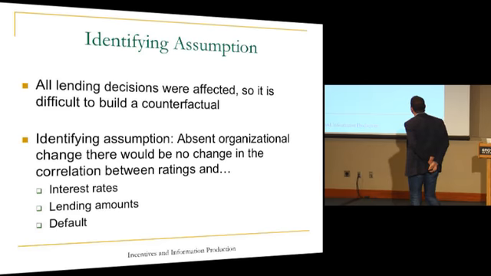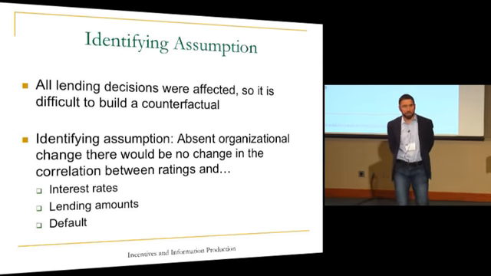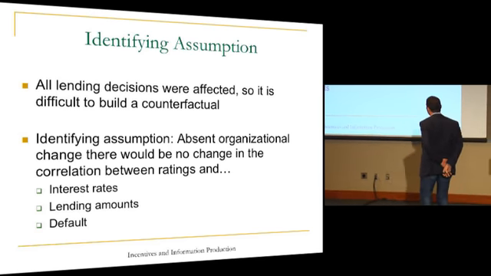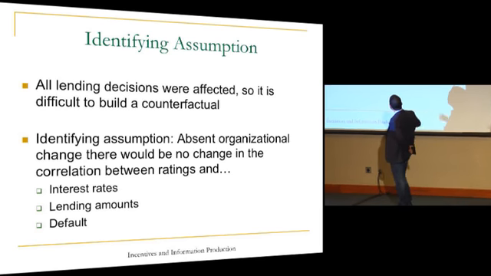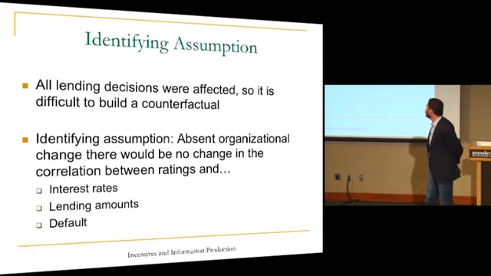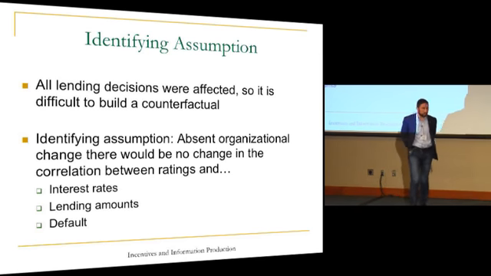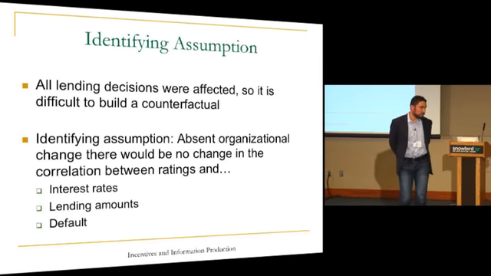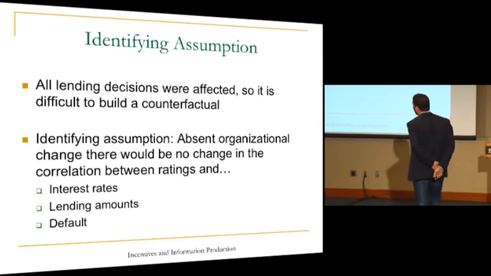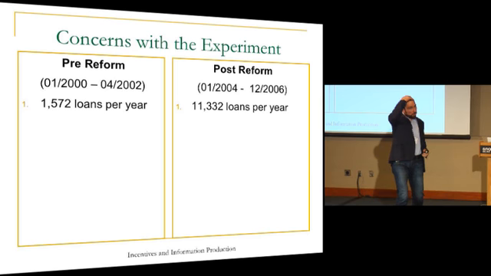All right, so let's remind ourselves what the identifying assumption is here. We've only got a change in the way that the lending was done over time, so we don't have any control group to build a credible counterfactual. So what we really need to believe is that, absent the organizational change, the correlation between credit ratings and the outcome variables we're interested in, interest rates, lending amounts, and so on, would not have changed. That's essentially what we're identifying off. We're saying that the relationship between those two would have remained constant had we not reorganized what's happening within the firm. And there's a few reasons why I'm a bit concerned about that.